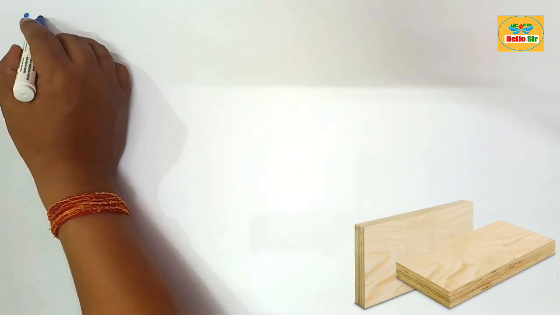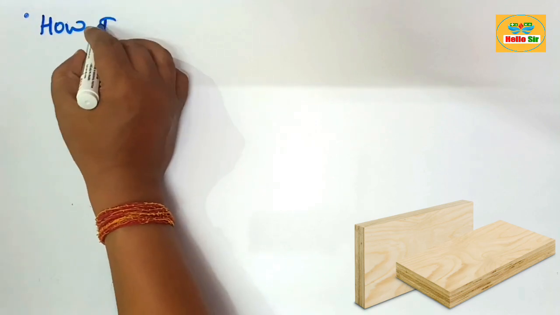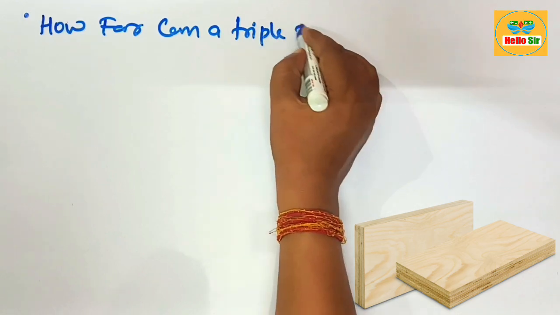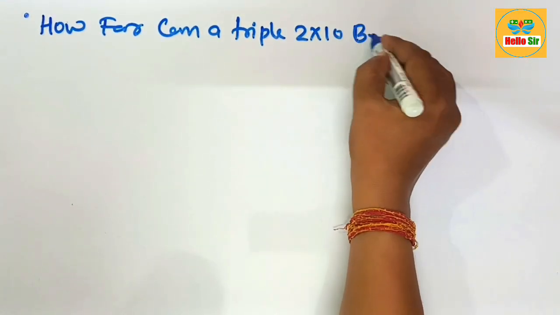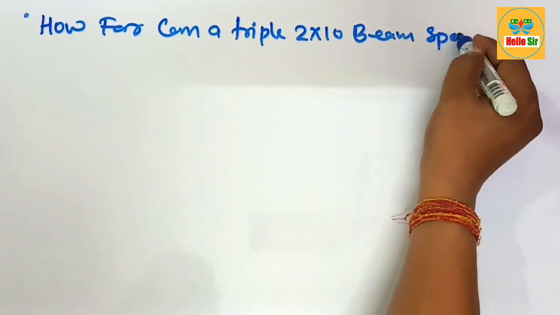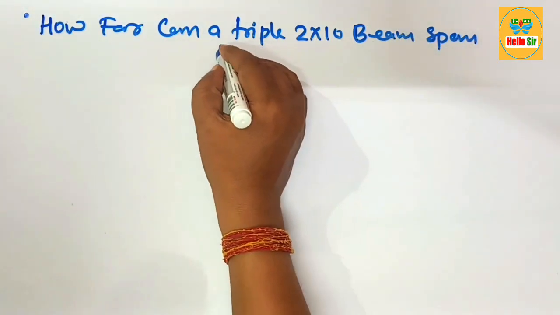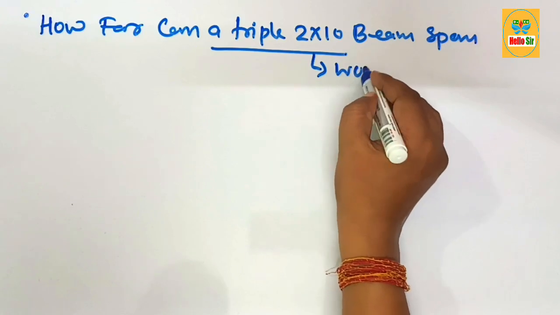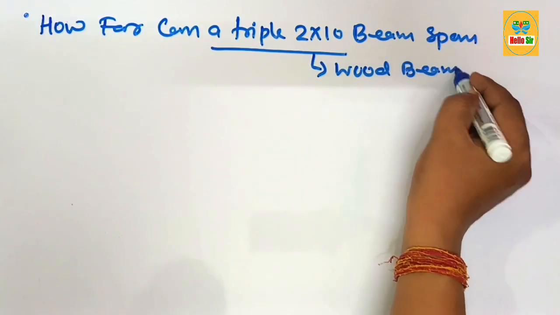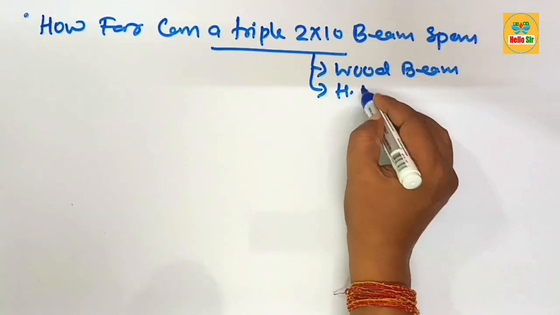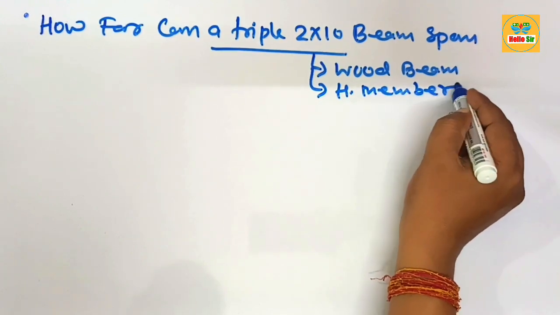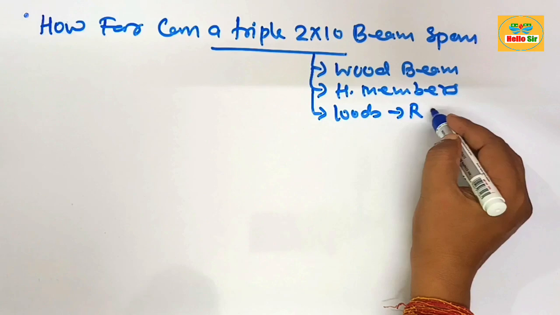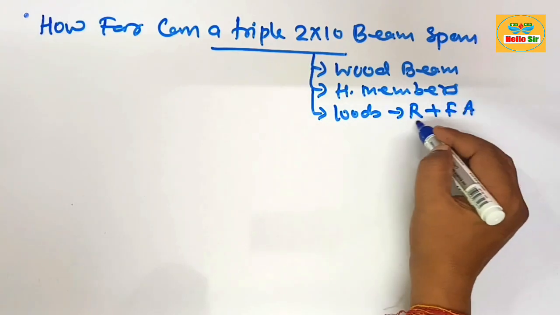Today in this video you will learn how far a triple 2x10 beam can span. You have to figure out the maximum span length for a triple 2x10 beam. You know that this is a wood beam, a horizontal member in roof framing systems, and it supports the load coming from the roof and floor area.